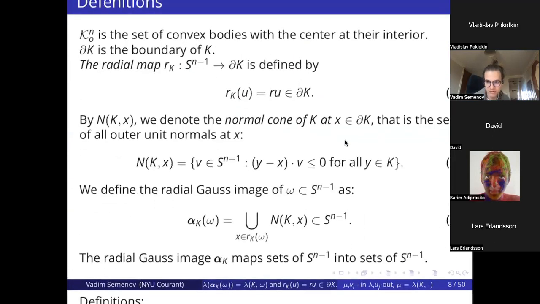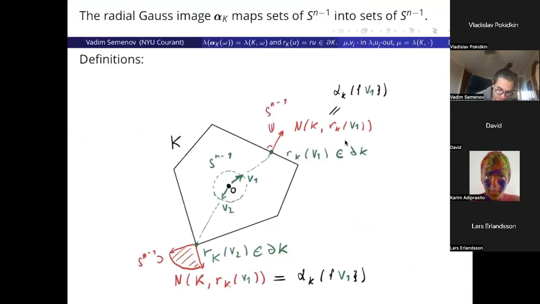Well, I will unfortunately need some notation. Let me get to this notation first. So we define the radial map. We define a radial map as the map which takes the inner sphere and maps it to the boundary. So if this is V1, then this point is RK of V1. This is a radial map.